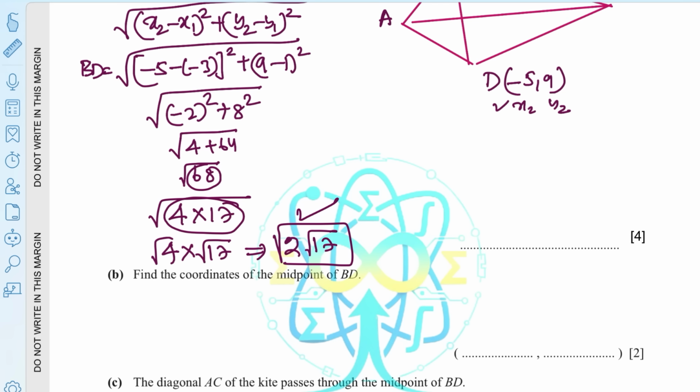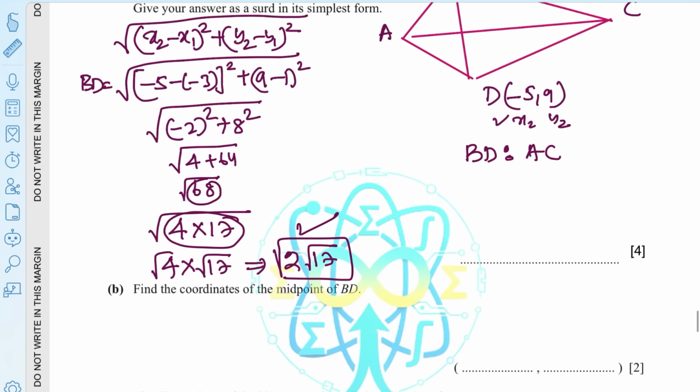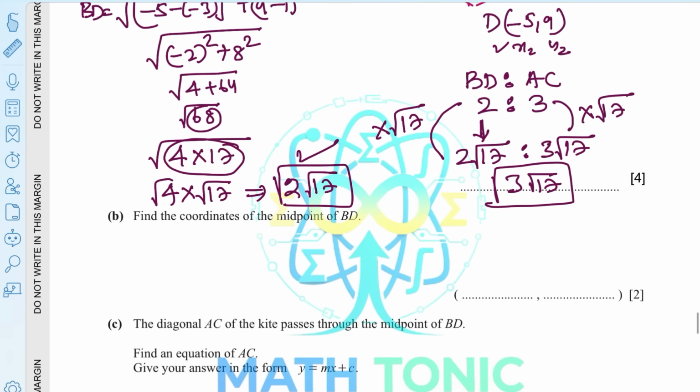Now as per the question, the ratio of BD and AC is given as 2 to 3, right? The length we got for BD is 2 root 17, so we multiply by 3 over 2. So what is the length I'll get for AC? 3 times root 17. Yes, the answer I can write down is 3 times root 17. Is it okay? Got it?